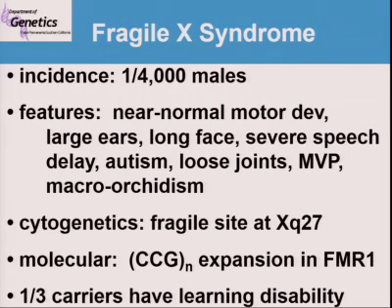I also want to point out that about 1/3 of female carriers will have a learning disability, probably because in embryogenesis, the female embryos will inactivate one of the 2 X chromosomes. That's a normal process, but it's a random process. And overall, you would think, well, it's a 50-50 chance that you're going to inactivate the X chromosome with a mutation on it. But if that is skewed, and it may be 60-40 or 70-30, then you can have a female who may have a learning disability.